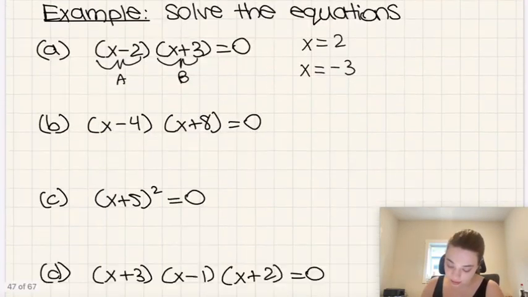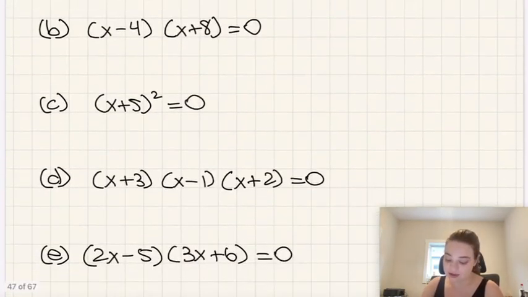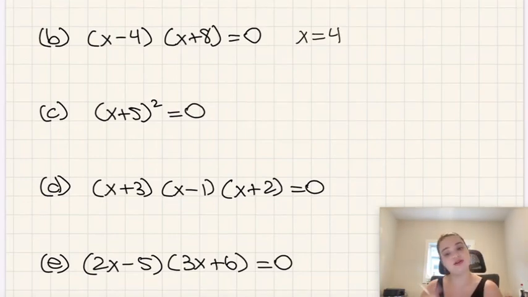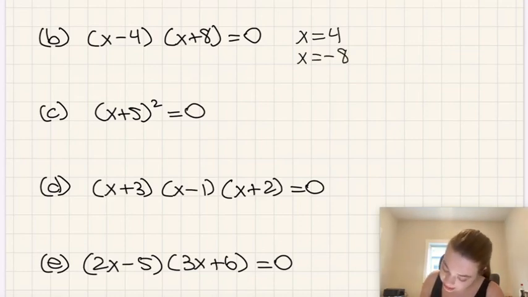Let's do a couple more examples. Here we have x minus 4 times x plus 8. Well, we know that if x was equal to 4, then the first bracket would end up being 0. So we'd have 0 times something, which as we know is 0. So that would be a solution. Or if x was equal to negative 8, then the term in the second brackets would be 0. And so again, it would be 0 times some other number, which would give us 0.